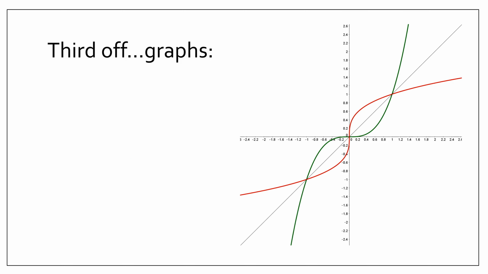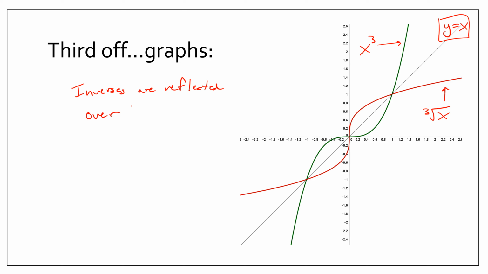Next, their graphs. This is a little bit confusing. I don't know if we've looked at the graph of cubes or cube roots yet. This green function is the graph of x cubed. This red function is the graph of the cube root of x. And I drew in the straight line y equals x, because these graphs happen to be reflected over this line. So here's your next fact about inverses. Inverses are reflected over the line y equals x. Over the line y equals x.